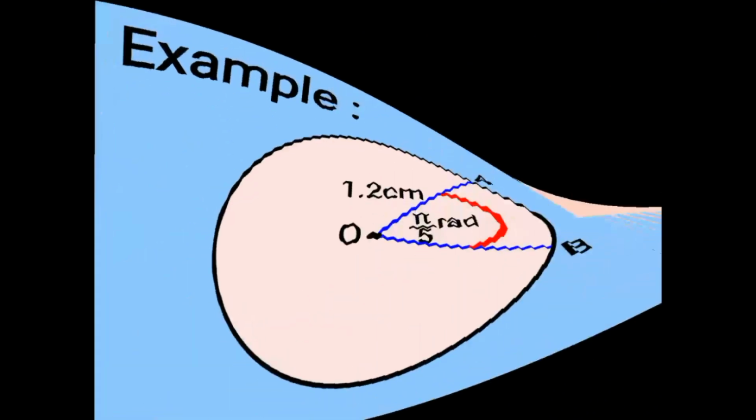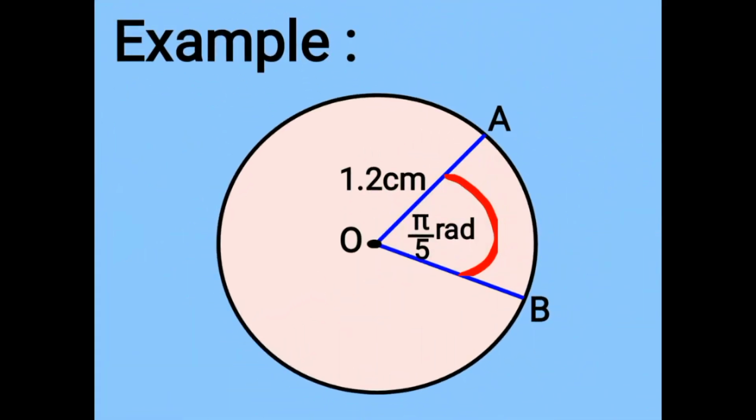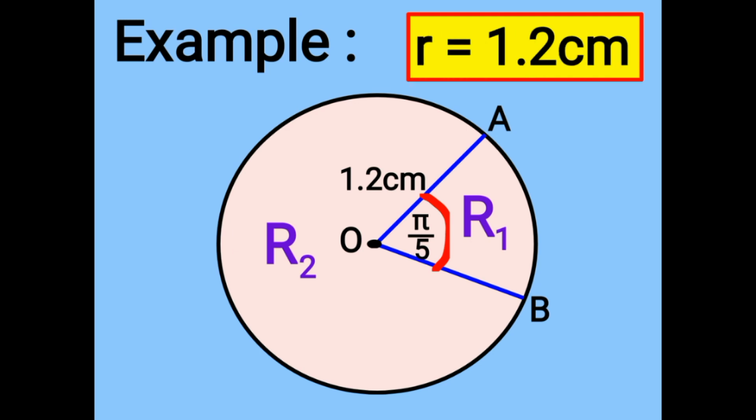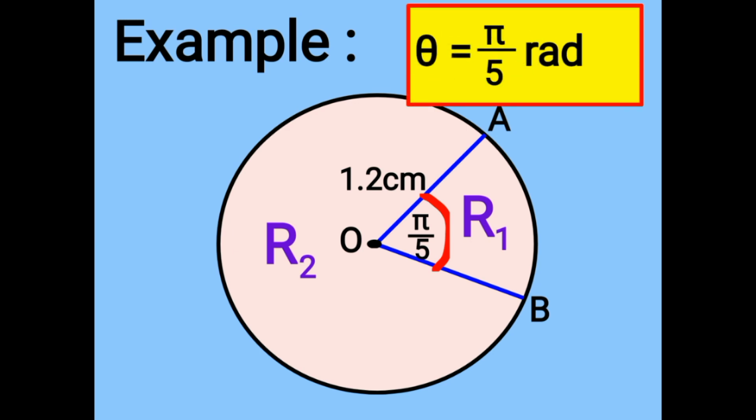Now, let's take this example. The sector AOB of a circle of radius 1.2 centimeters subtends an angle of pi over 5 radians at the center of the circle. Calculate the area of the minor sector and the area of the major sector. First, I'll label the area of the minor sector AOB as R1 and the area of the major sector as R2. Now, to calculate the area of the minor sector AOB, we can use the formula A equals half r squared theta. Here r equals 1.2 centimeters and theta equals pi over 5 radians.